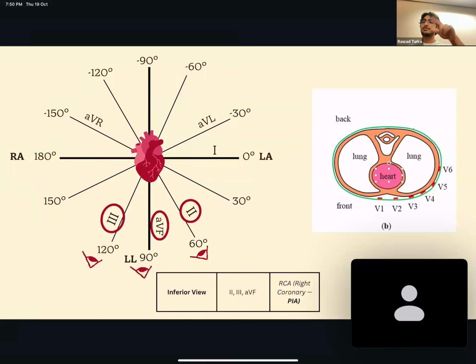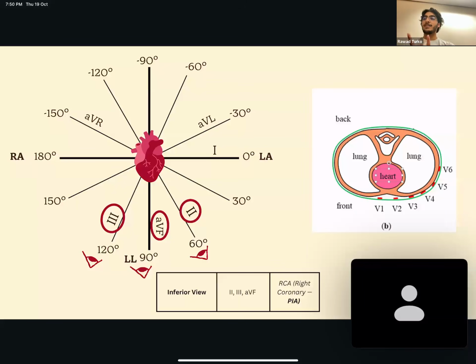One of the, I think it's one of the last slides, right? Somebody confirm. Yes. Okay. That one says right coronary artery, right? That little table in the far right. The one for inferior view says RCA, which is right coronary.